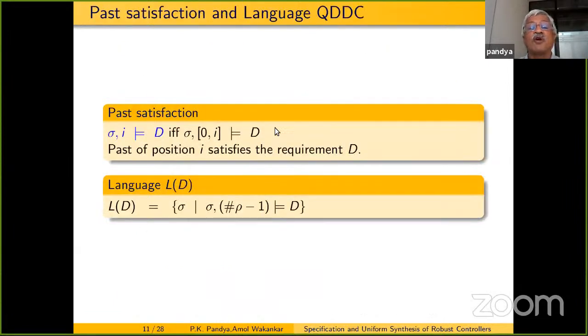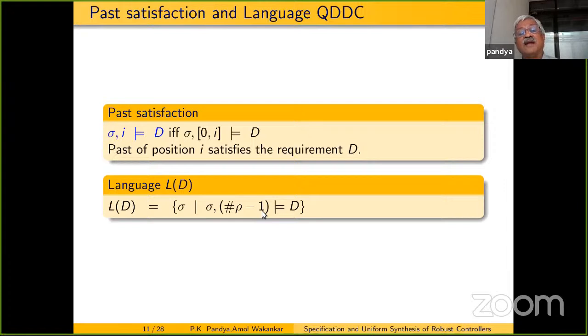So far we are talking about a formula holding in an interval. What we want is a formula holding at a position within the behavior. So we say that a formula D holds at a position I in a behavior sigma if the formula holds for the interval spanning the entire past of I. That is, for the interval 0 to I. Right? So if the interval spanning the entire past of position I satisfies a formula, we say that the formula is past satisfied by point I. Now, given a finite behavior sigma, we say that the formula D holds for that behavior if it holds at the end point.